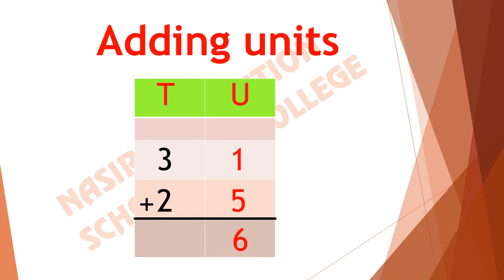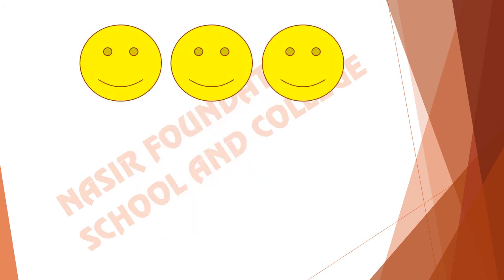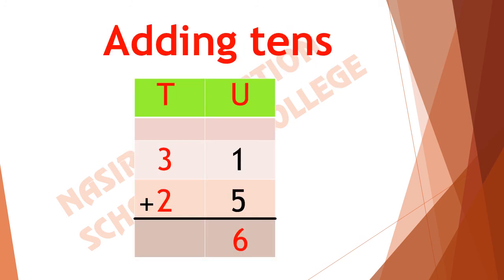What will we do now? Can you tell me? We will add tens. After adding the units, we will move towards the tens. In tens column, there is 3 and 2. Now add 3 and 2. In 3, if we add 2, we get 1, 2, 3, 4 and 5. Here we get 5. We will write 5 in tens column. It means if we add 31 and 25, the sum is 56.